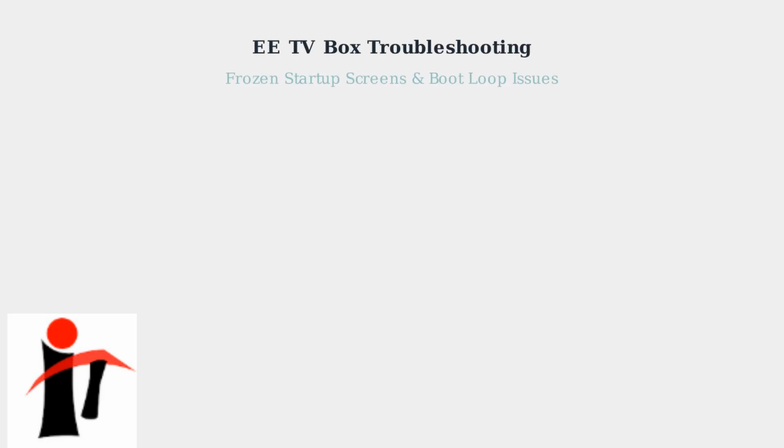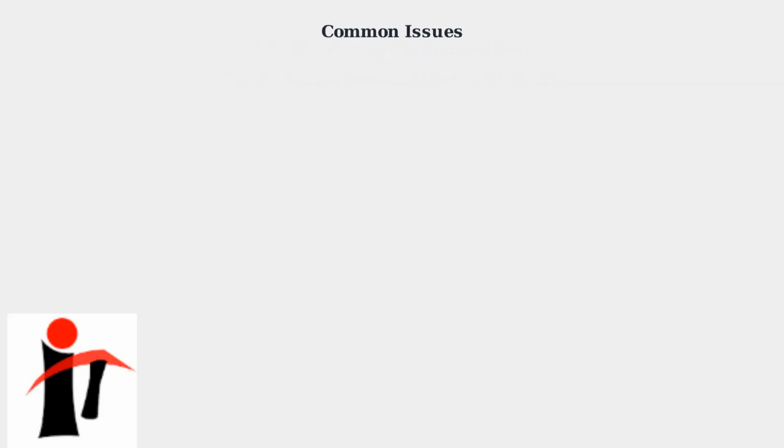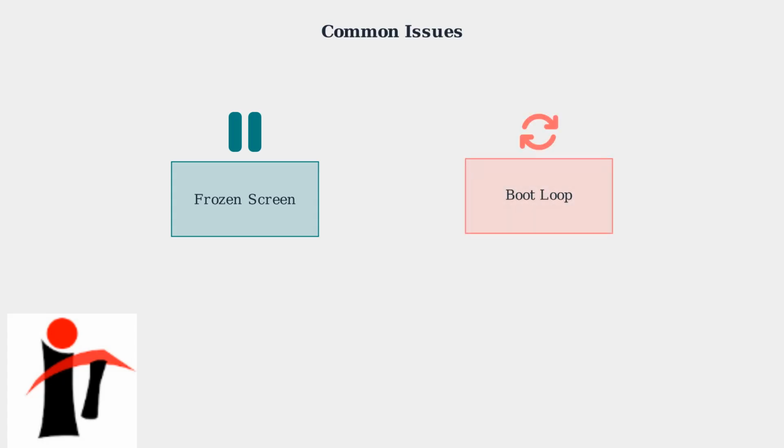Experiencing a frozen startup screen or boot loop on your EE box can be frustrating. These issues affect 15 to 20% of users during peak times, but most can be resolved with simple troubleshooting steps. The two most common startup issues are frozen screens, where the device stops responding during boot, and boot loops, where the device continuously restarts without reaching the home screen.